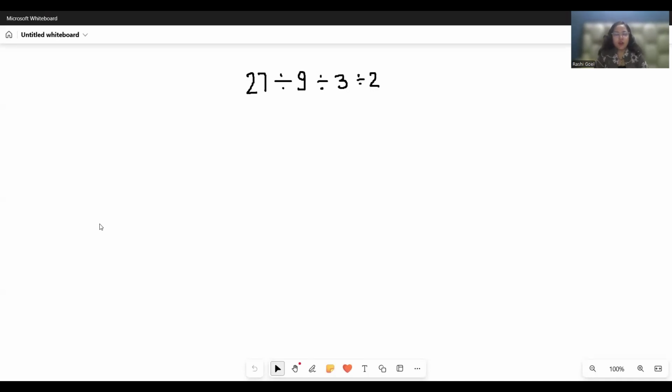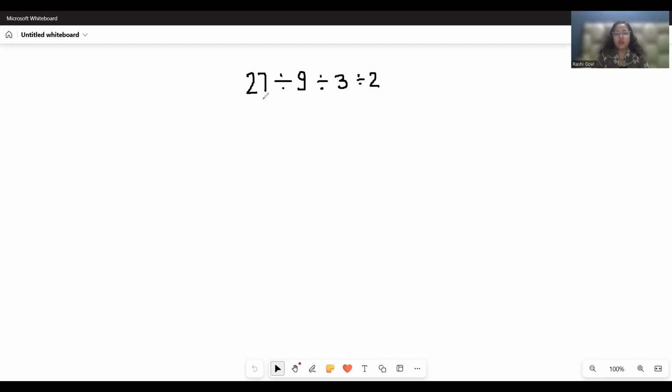So we are going to solve 27 divided by 9 divided by 3 divided by 2. It looks confusing because there is the same operation, division, that repeats. First 27 with 9, then 9 with 3. So it takes multiple steps. But no, if you know the trick, then you can solve it in seconds.